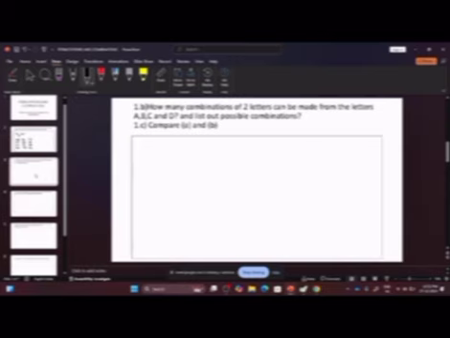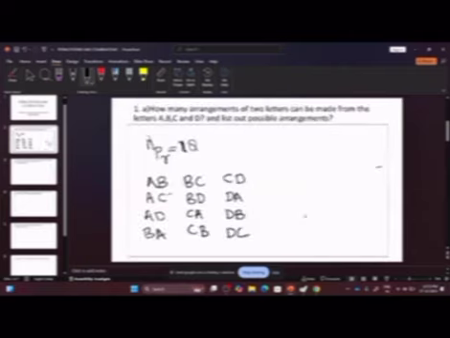Casually asking, what does this combination actually mean? Is it exactly equal to arrangement? No. Here, combination means we just need to combine two letters. Order is not an issue. If we look at the list of permutations, we can see there is an AB and BA, right? But in combination, we don't need both of them, because we already combined A and B.